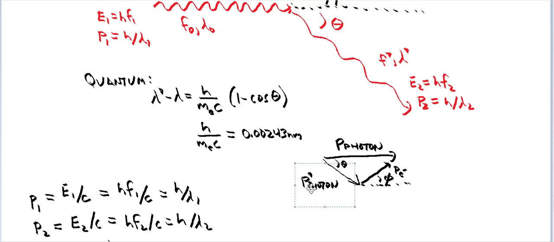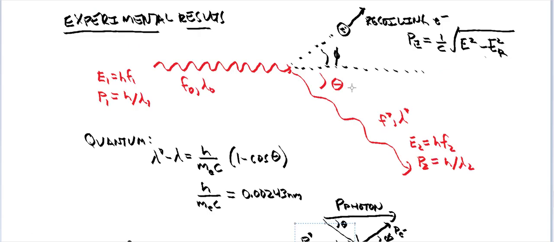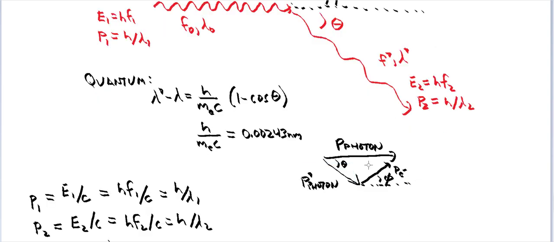The scattered photon has momentum in this direction, at some angle theta with respect to the original direction. And note that the recoiling electron is scattered at angle phi above the horizontal, and so the momentum of the electron is directed at phi. I can draw this as a closed triangle because I believe in conservation of momentum.